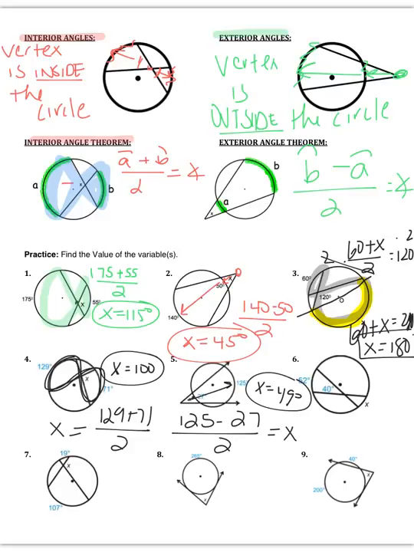This next one is an interior angle because it's floating inside and I see my bow tie. So I see 52 plus x divided by 2 equals my angle. Multiply by 2 to get rid of fractions. So 52 plus x equals 80. So 80 minus 52 is 28 degrees.